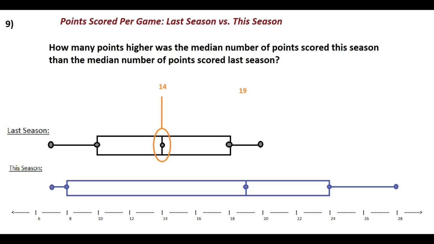And all the question's asking us to do is to subtract. So we have 19 minus 14, 5 points. And here we have it. The answer is C.